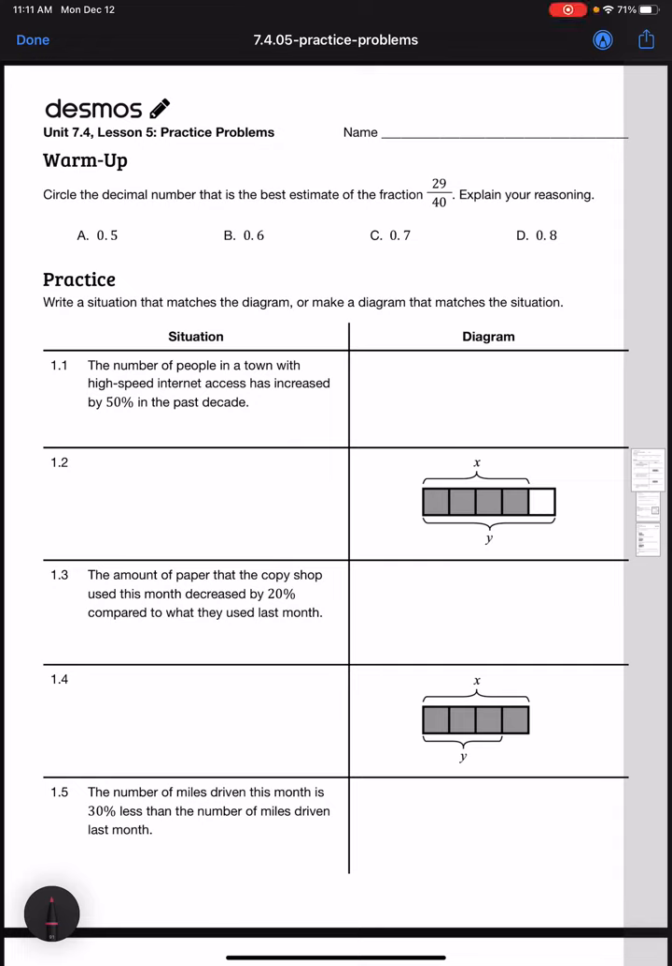So this is the homework for lesson 7.4.5, practice problems. And what we're going to do today is look at the warm-up.